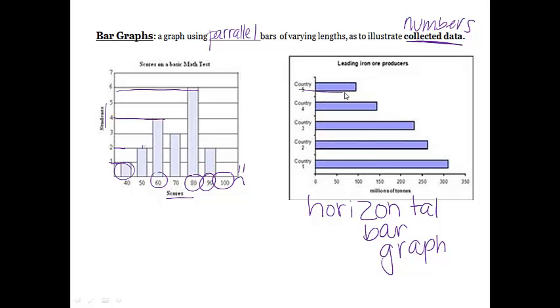So this just means country 5 had about, that's not even, about 100 of whatever this is. Millions of tons? Maybe, was that what it says? I can't even read it. Country 4 had about 150. Country 3 had about 225 maybe right here. Country 2 had about 250. And Country 1 had a little bit over 300. So really simple. You read it the same way we read this one. It's just flipped on its side now.